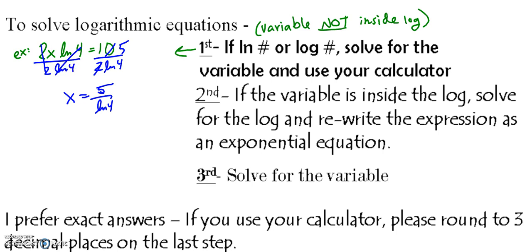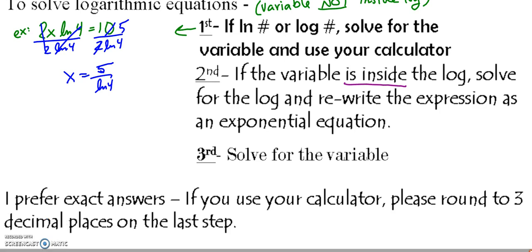The problem is if my variable is inside my log, I need to get it out of the log in order to get it by itself, in order to have it isolated. So what we have to do is solve for the log, then rewrite my expression as an exponential equation. Then I can solve for the variable, okay?